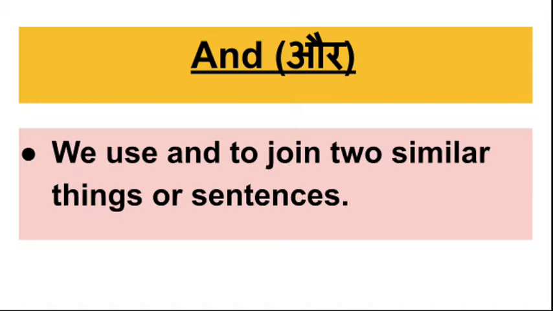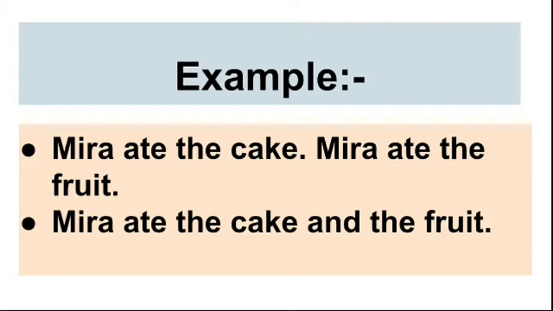We use and to join two similar things or sentences. Example: Meera ate the cake, Meera ate the fruit. Now students, since cake and fruit both are eatable items, both are similar items, so we can use the joining word and. That is, Meera ate the cake and the fruit.